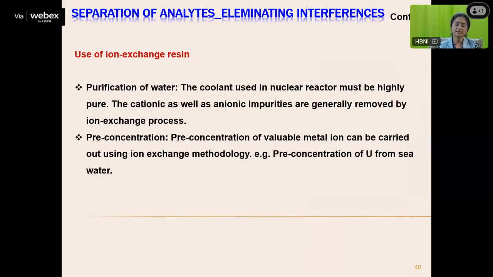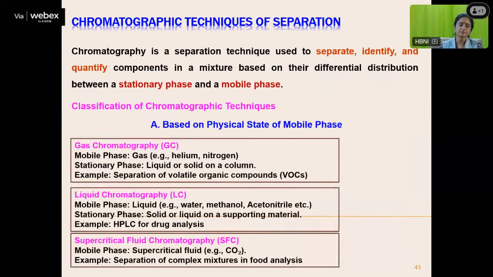Now, pre-concentration of valuable metal ions can be carried out using ion exchange methodology. For example, pre-concentration of uranium from seawater: amidoxime functional groups will be there in the ion exchange resin, and those amidoxime groups are very selective to uranium. So you can put sheets of amidoxime in seawater, and it will pick up the uranium. Then that can be eluted outside. So, separation of uranium from seawater.